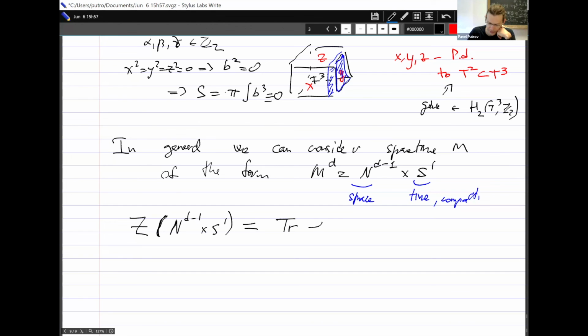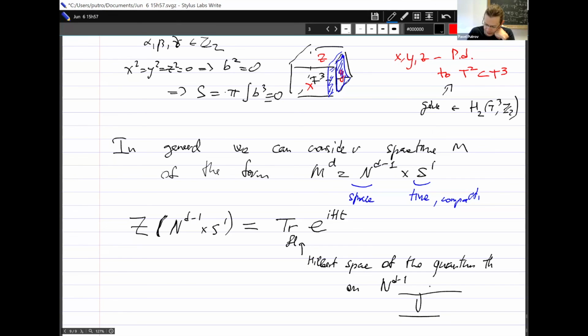So this is given by the trace of e to the i H T, where it's a trace over H, where H is the Hilbert space of the quantum theory on this N^(d-1). Which means we can quantize the theory on this particular space-time, which is the product of N^(d-1) times R, where R is the time direction. And H is the Hamiltonian acting on this Hilbert space, and T is the size of the time circle.